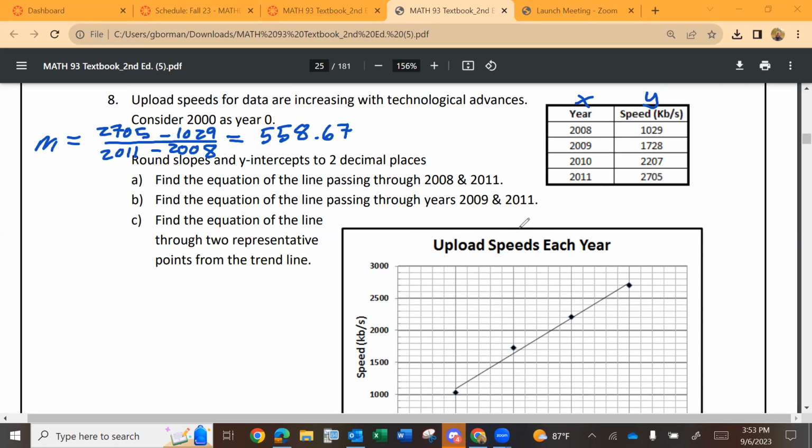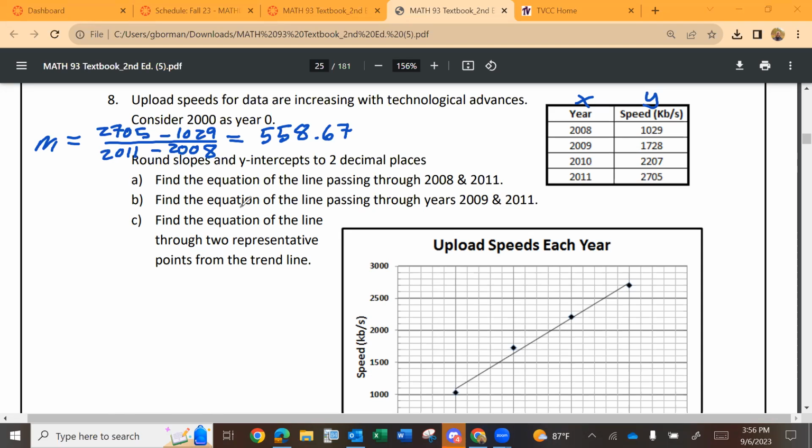All right, next, part B. Find the equation of the line passing through years 2009 and 2011. There's a couple of ways to do this. I'm going to show you how to do it by hand, but in the next section, I will show you how to do this by calculator. All right, so by hand.